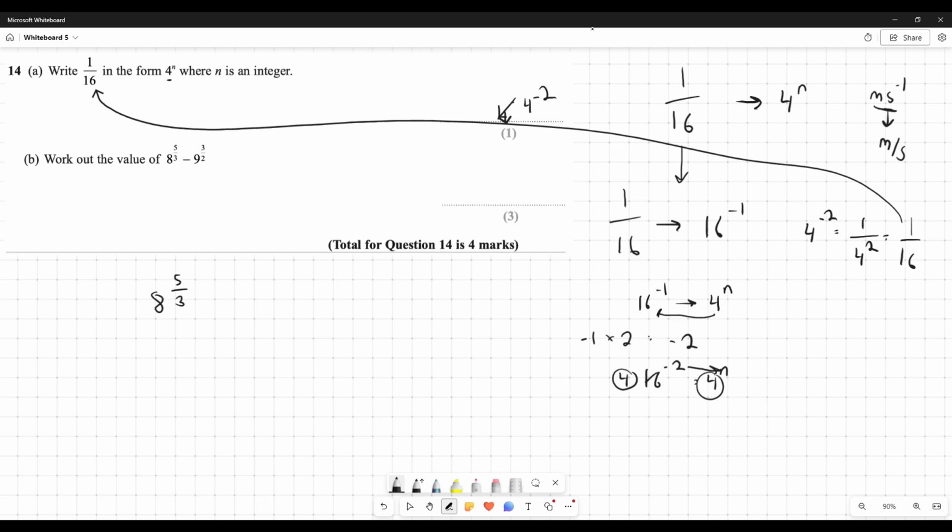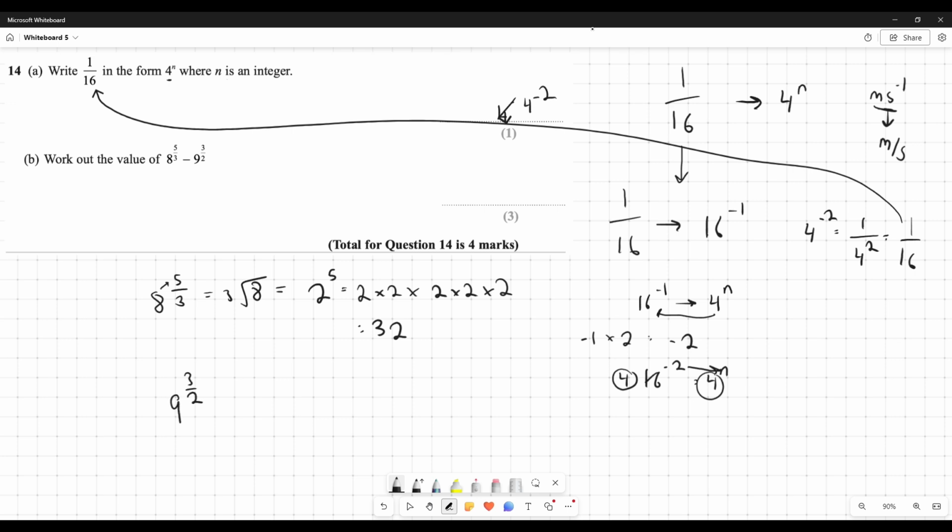So 8 to the 5/3. Well, we know that if we do 8 to the power of 5 and then cube root it, we won't get a nice number. But we know that cube root 8 is equal to a nice number, which is 2. Then we just have 2 to the power of 5. That's the same as saying 2 times 2 times 2 times 2 times 2, which would equal 32. And then we need to minus that by 9 to the power of 3 over 2.